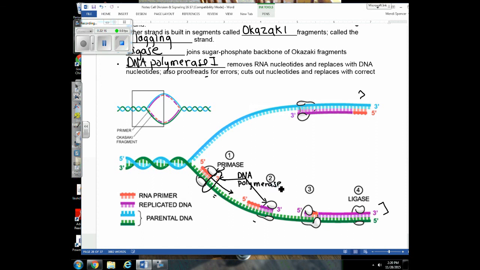We can see there is an enzyme and it's taking off the red RNA nucleotides, and we might want to indicate that those primers are made of RNA. We can see that they're being taken off here, so that must be DNA polymerase 1. And we see ligase is over here and it's sealing up the backbone.